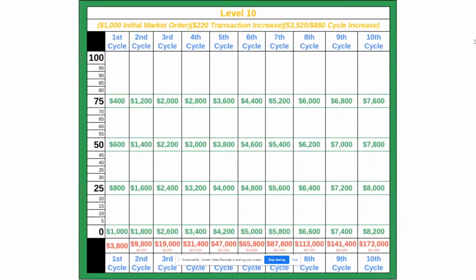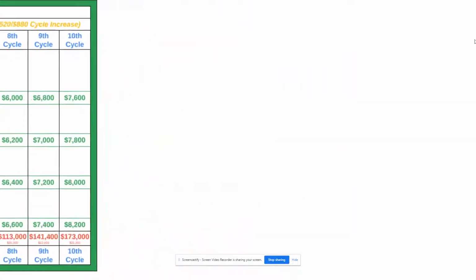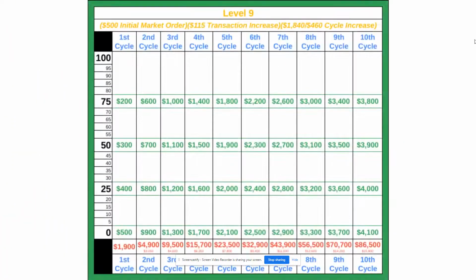You go to the chart. Level 10, cycle 2 and 6 is going to cost me roughly between 10,000 and 66,000. Do I have that? No. Skip. Now I go to level 9. Level 9 is only going to cost me 5,000 to 32. The last level was 98 to 66. As you can see, it goes down.